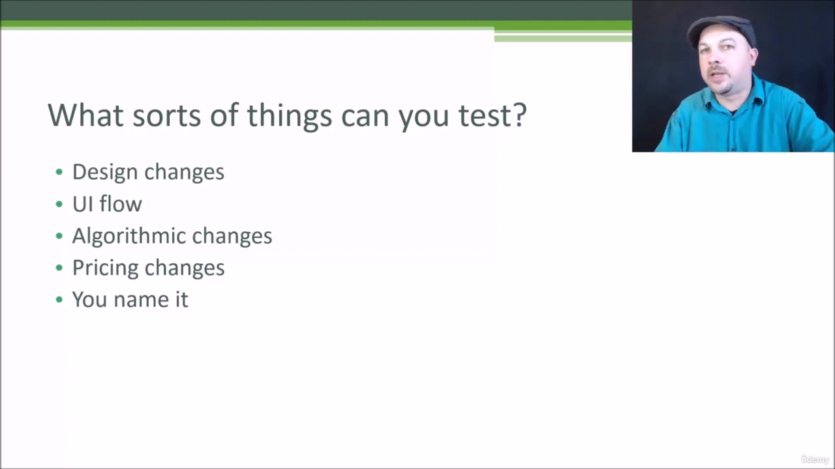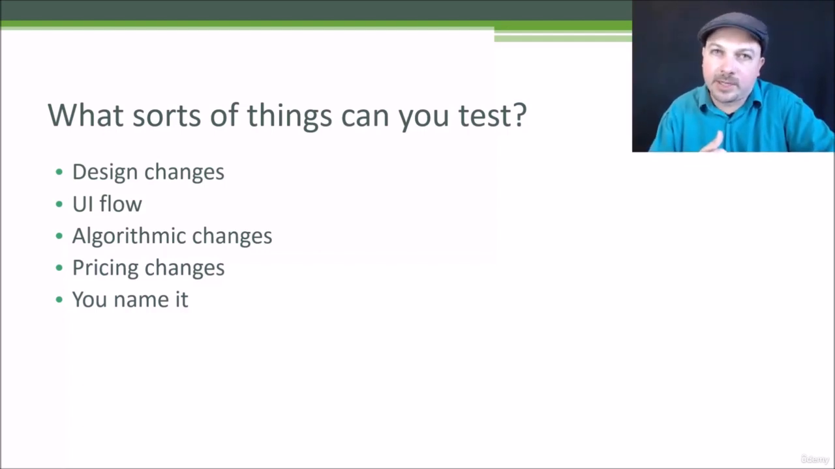You can test all sorts of things with an A/B test. We talked about design changes, so the color of a button, the placement of a button, the layout of a page, what have you. It might be a whole UI flow, so maybe you're changing the way that your purchase pipeline works and how people check out on your website. And you can actually measure the effect of that.